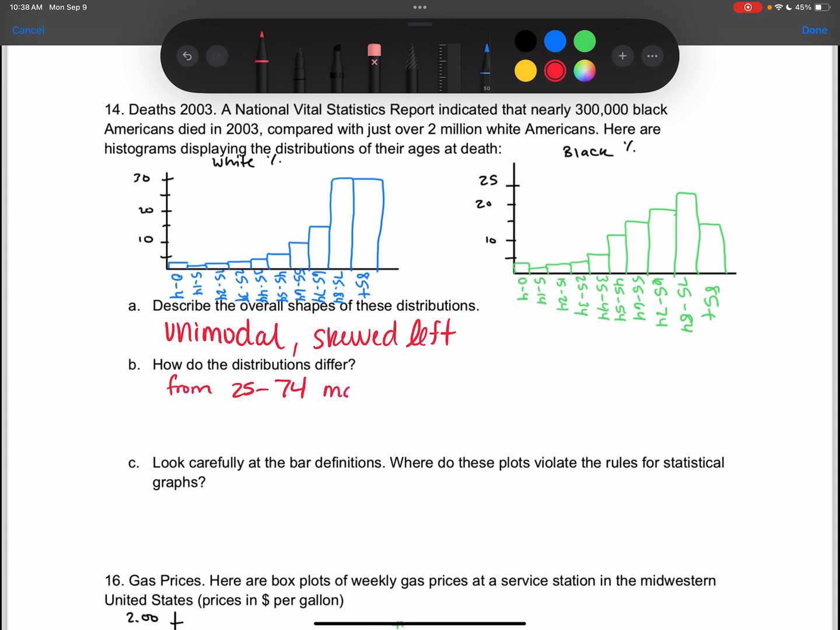More Black Americans died versus 75 plus more white Americans died.